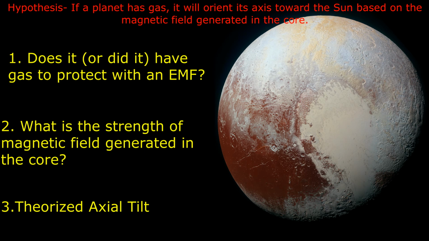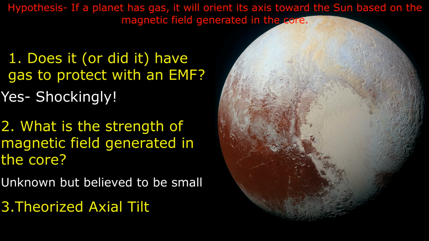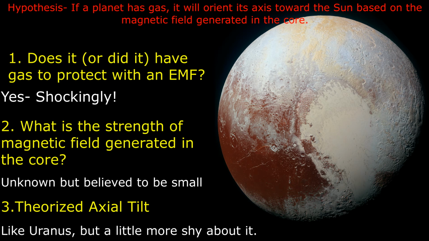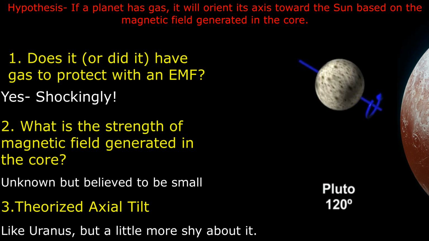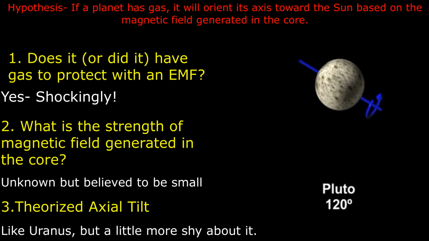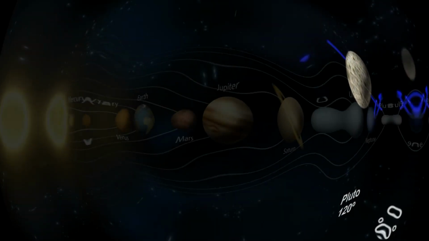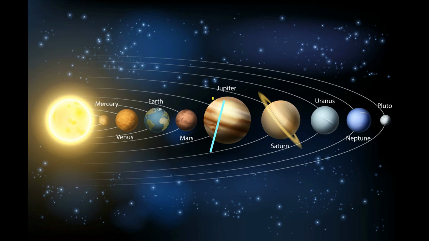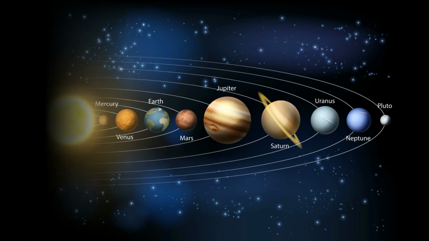All right, does it have gas? Yes, shockingly it does. What is the core? Well, we believe it to be really small. So if it's an ice planet and it has a really small core, well, it's going to be really similar to Uranus. Basically, well, not quite on its side, maybe a little less shy about how much it gets from the sun, but still, it's the only thing I can think of. And ding, there we go. 120 degrees and Uranus's was 90, so a little bit less shy about it. And that puts me at 7.5 out of 7.5, because Pluto's not a full planet, and brings us to Venus.